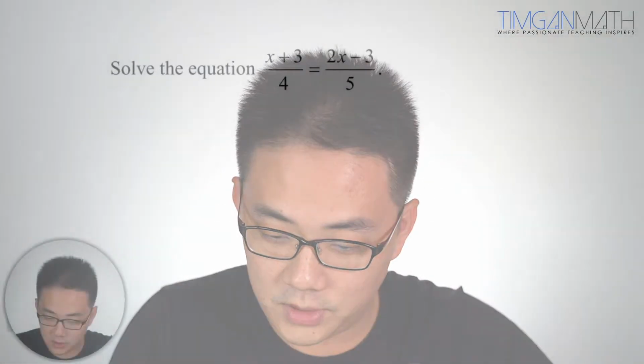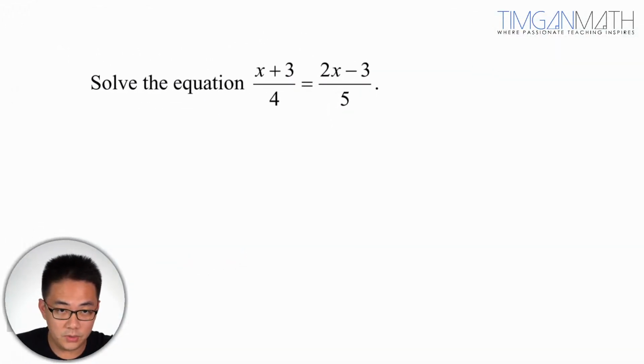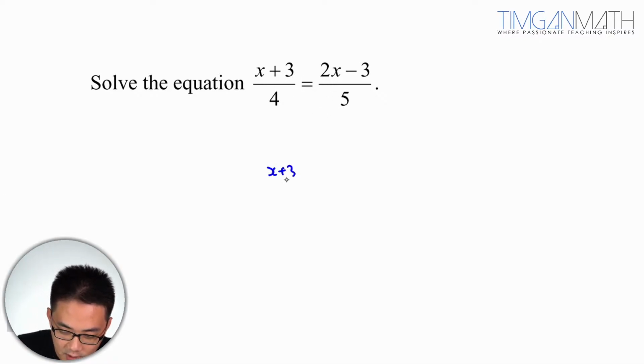Alright, students, let's look at this question here, which is solving a linear equation. Let's see how we can solve this proficiently. For this case, I think this is a pretty good form because both sides are already fractions. So what we can do is just cross multiply. Here we have (x + 3)/4 = (2x - 3)/5.